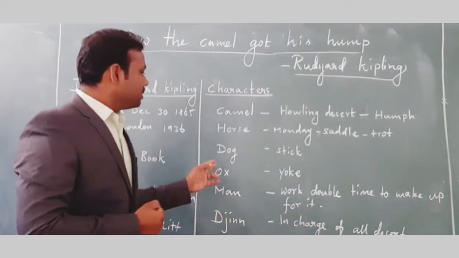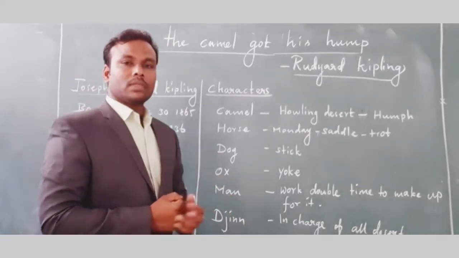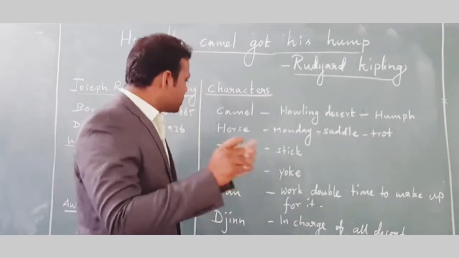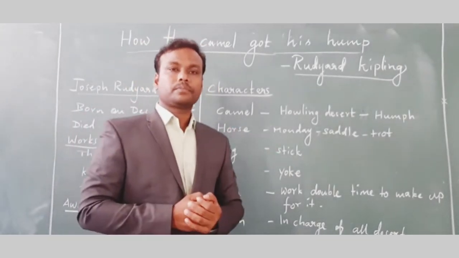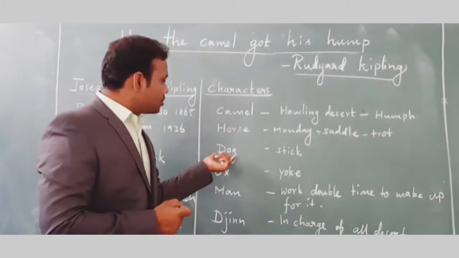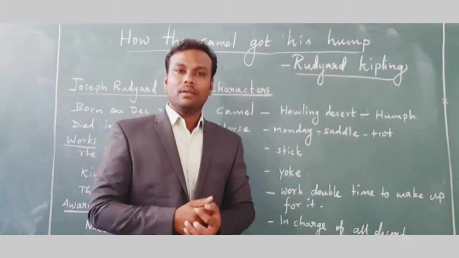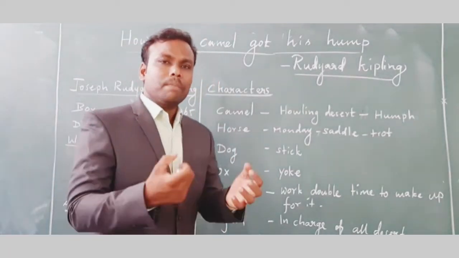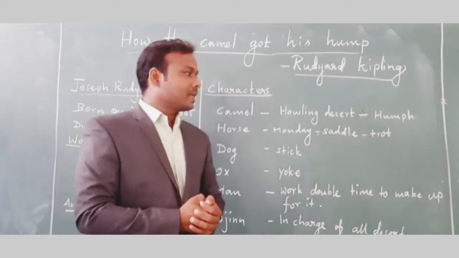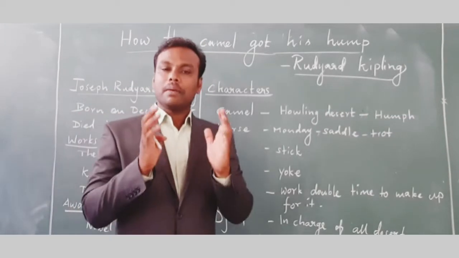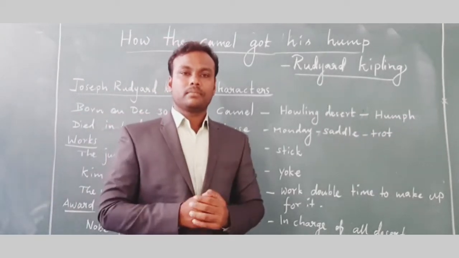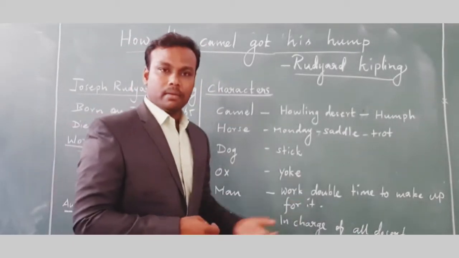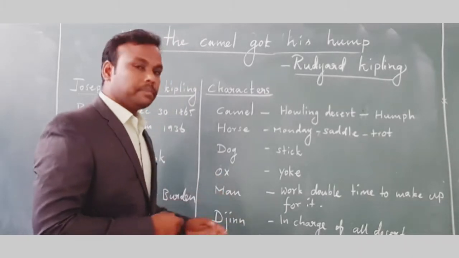Okay. Then the dog came. The dog came with a stick. Is the dog also doing something for man? So the dog also said, ho camel, come and fetch and pick the stick like us. Do something like us. The camel replied the same word, hump. He didn't say anything else. The dog also made a complaint to the man.